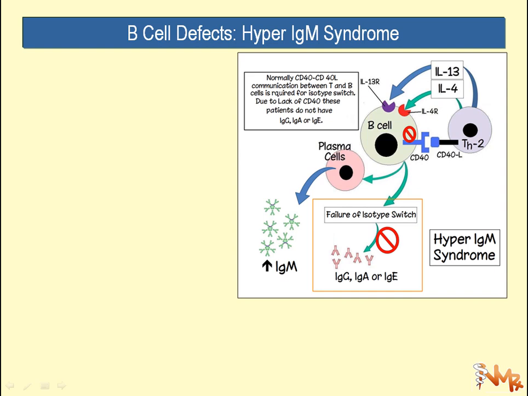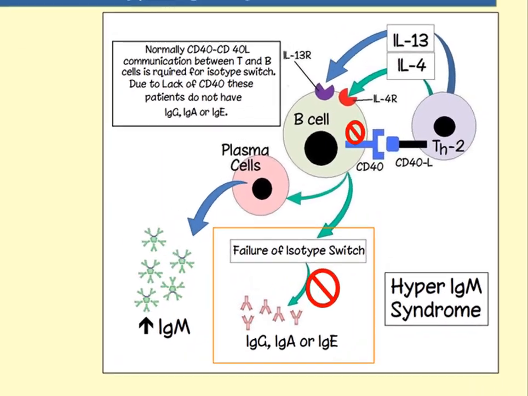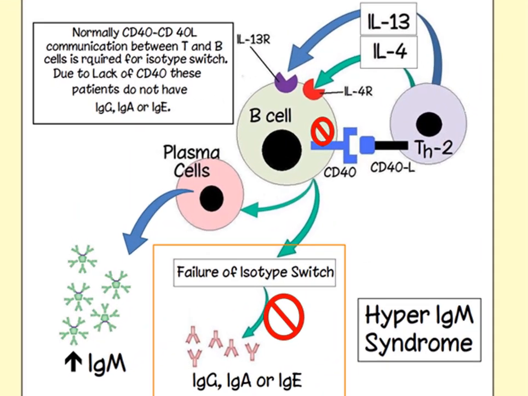Let's talk about hyper-IgM syndrome, and I'm going to be referring to this diagram for you. As you can tell, the interaction between Th2 and B cells involves the CD40 protein on the B cells and CD40 ligand on the Th2 cells. After proper matching, the Th2 cells release interleukin-13 and interleukin-4 onto receptors for interleukin-4 and interleukin-13 on the B cells. This activates the B cells.